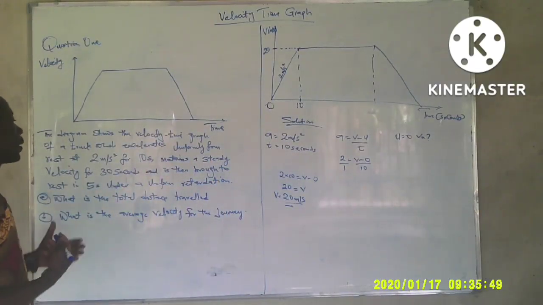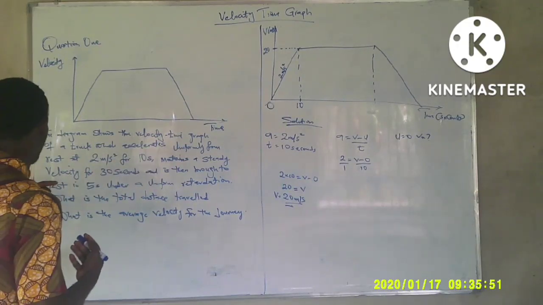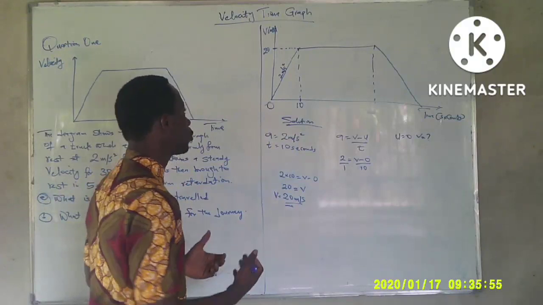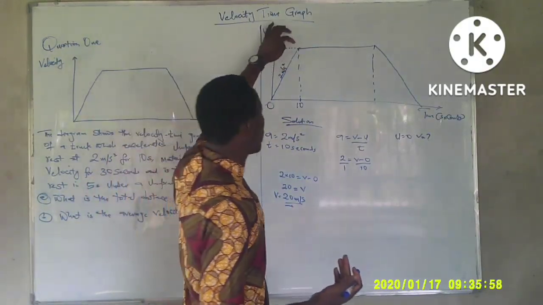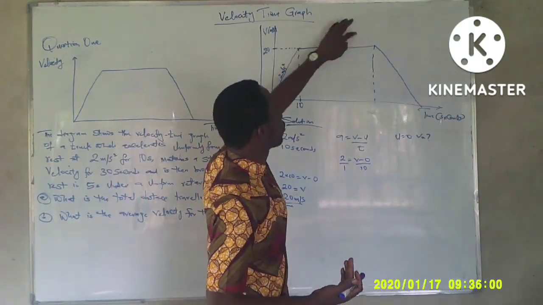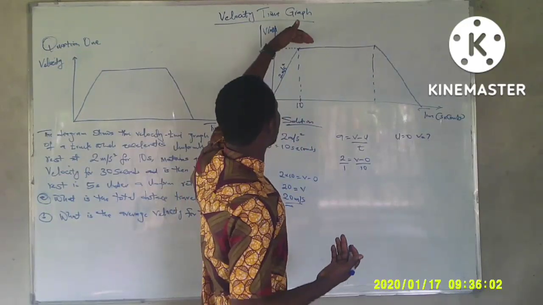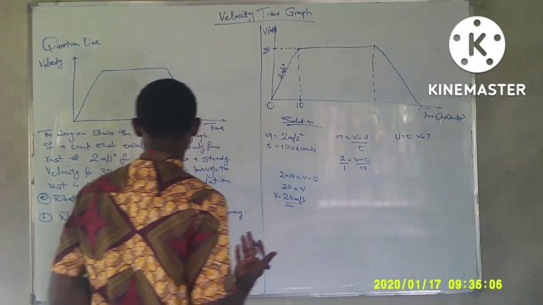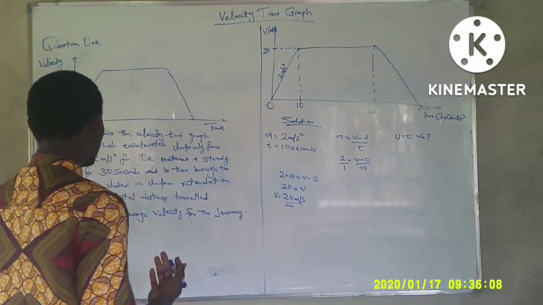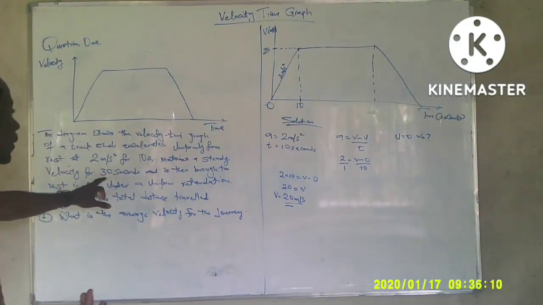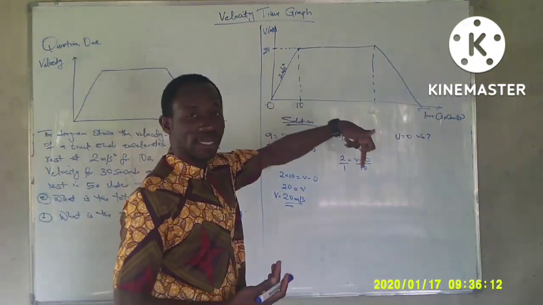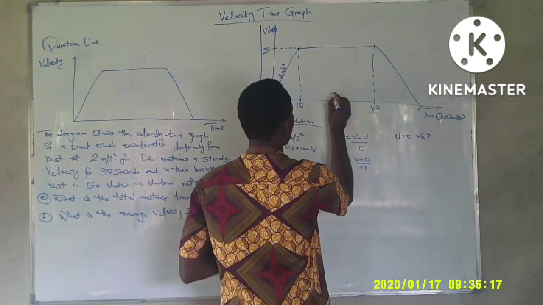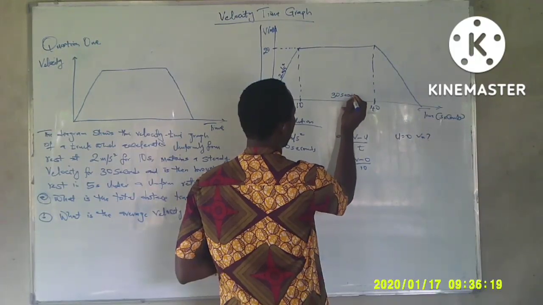The next thing is, it maintains a steady velocity for 30 seconds. So the velocity was constant. It wasn't changing again, that's why it looks straight. It wasn't going up again. At this point it was steady, constant, uniform. It maintained that velocity for 30 seconds. So 10 plus 30 gives us 40. So at this point we have 40. Let me put my 30 seconds here.